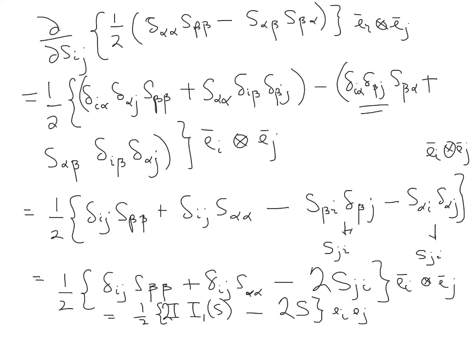Actually, what we have there should be S transpose. So I still need to look for that correction. What I should have there is actually S_ij, because S_ij e_i e_j is S. S_ji e_i e_j is the transpose of S.